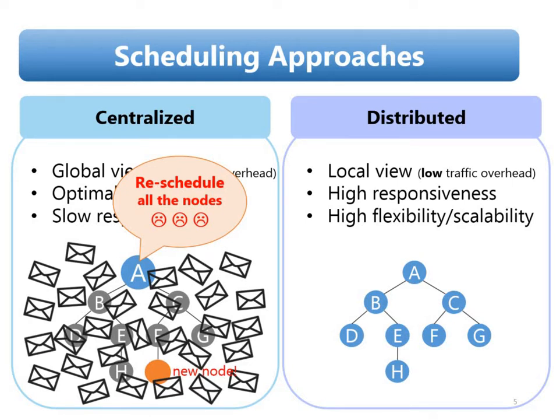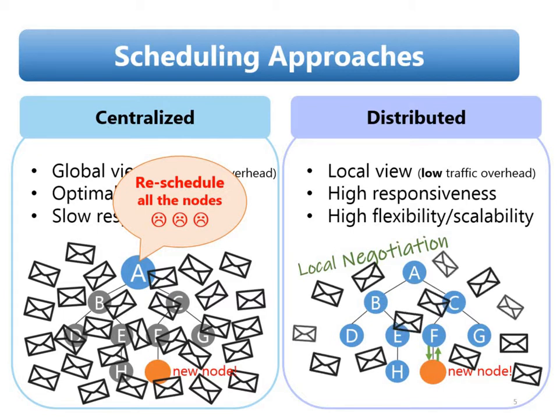With the distributed scheduling method, the scheduling agent is distributed to other nodes. For example, a node pair exchanges packets to negotiate its future behavior for communication. So, it has higher responsiveness to sudden topology changes. However, it still suffers from traffic overhead.